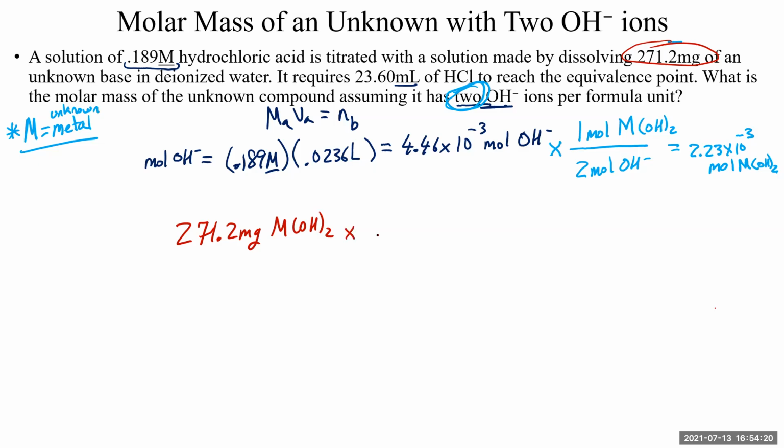Okay, so we know that every 1,000 milligrams is 1 gram. So let's convert this over. So 271.2 divided by 1,000 is 0.2712 grams. So all I did was move the decimal 1, 2, 3. That's all I did.